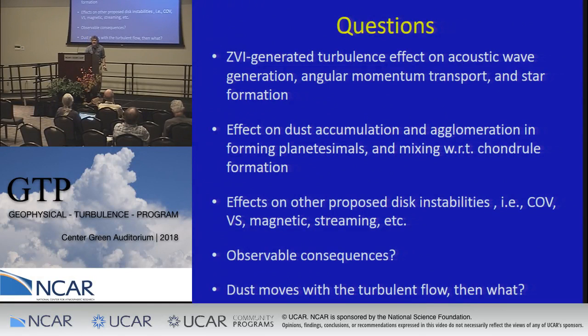When you start combining this, what if I've got convective overstability somewhere? What if I've got vertical shear instability? You put these together, do they help each other out, hinder each other? Does one of them win? Are there any observable consequences with radio telescopes or with the James Webb telescope, if whatever flies? Can we see anything? That's a really good question.